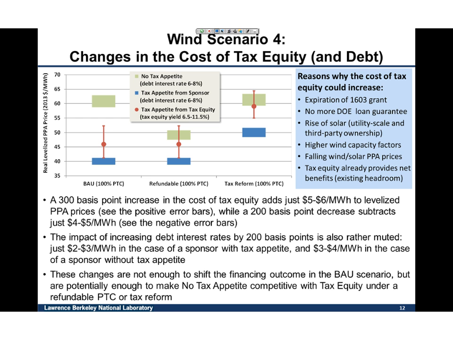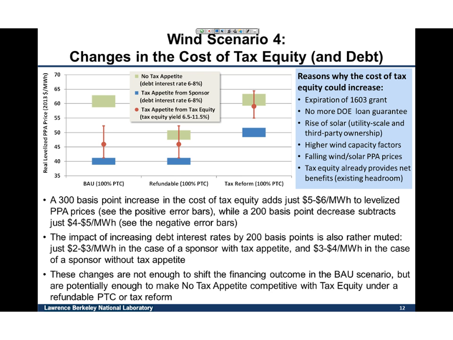And what you see is that the impact of these changes is rather muted all around, ranging from about $2 to $6 per megawatt hour. And this is because both tax equity and debt typically account for only about half of the capital stack. Now, this modest shift turns out to be not enough to change how projects are likely to be financed in the business as usual scenario in the first column, but it is potentially enough to make a sponsor without tax appetite more competitive than tax equity under either a refundable PTC or tax reform.